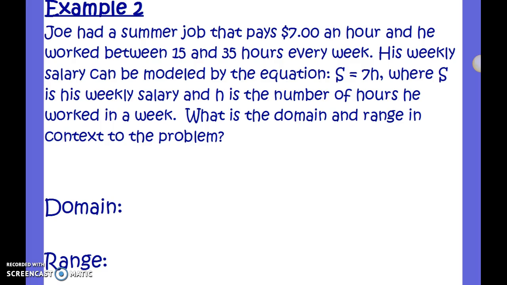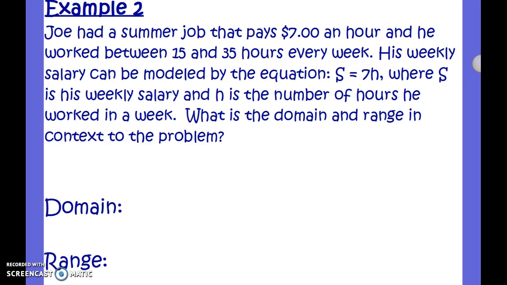The next example we're going to look at is example 2. It says Joe had a summer job that pays $7 an hour and he worked between 15 and 35 hours every week. His weekly salary can be modeled by the equation S equals 7H, where S is his weekly salary and H is the number of hours he worked in the week. What is the domain and range in context to the problem?